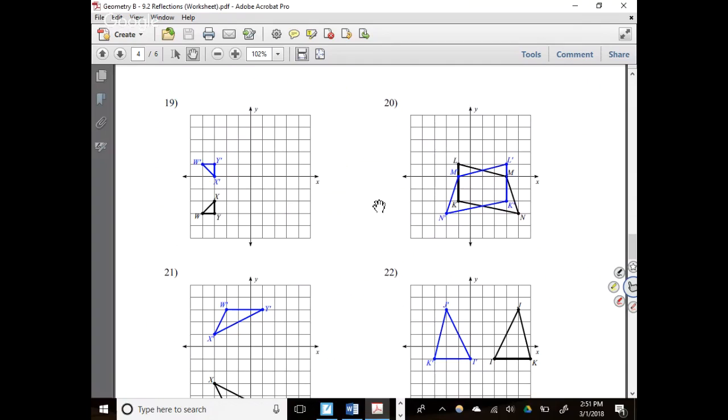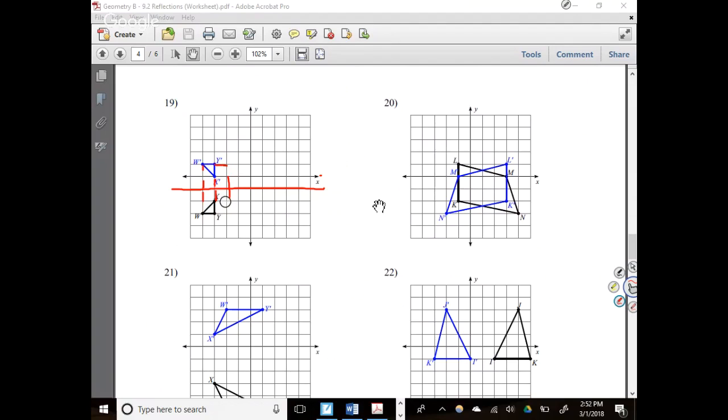So for 19, what kind of line do you think you're gonna have? Is it gonna be a horizontal or a vertical line? It's gonna be horizontal. Is this the line of reflection? No, right, because that has to be equidistant. So would we agree it's right here? Yeah. Okay, because these points are all equidistant. Do we see that? Yeah.